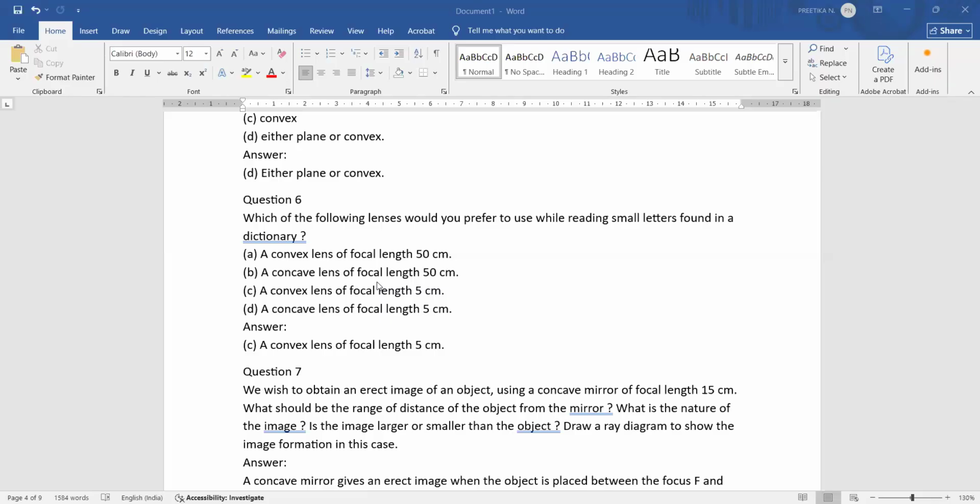तो very first thing, concave को तो भूल जाएं because concave will form the virtual image. Virtual में तो आपको दिखेगा ही नहीं, reality में वो कहाँ पे है. So you can't read it. Now, you are left with 2 options. One is convex lens with focal length 50 centimeter and one is convex lens of focal length 5 centimeter.